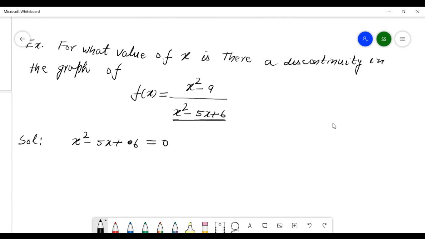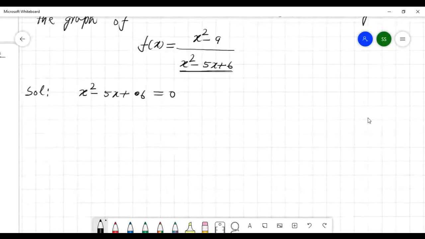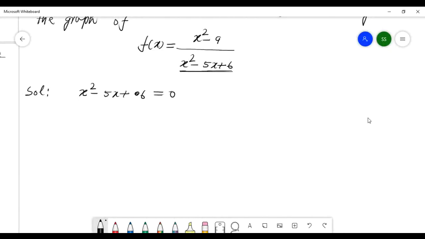How to find that number? You will find it this way. Factor this x square minus 5x plus 6 equal to 0, right? How to factor this? See this rule. This way you will factor. Here the constant is plus 6. Write plus 6 here. Here the coefficient is minus 5. Write minus 5 here.